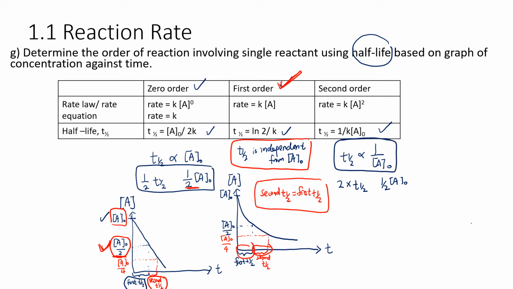The half-life of a second order reaction is inversely proportional to its initial concentration. So when the initial concentration becomes half, the half-life for the second order reaction will become double. So again, for half-life, only one graph we need to plot, which is the concentration of reactant versus time.